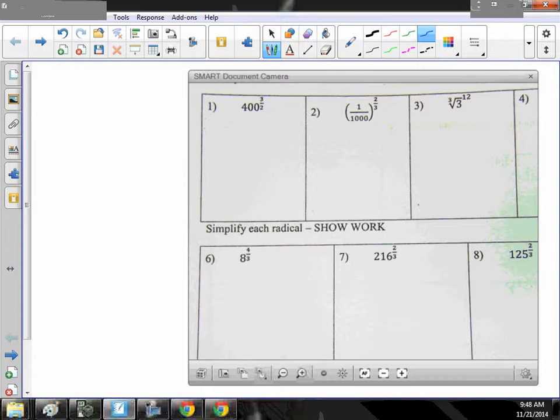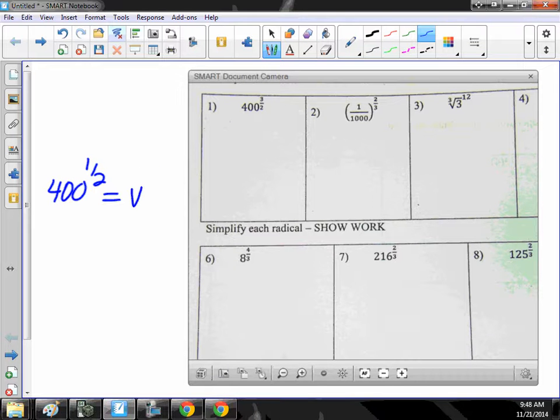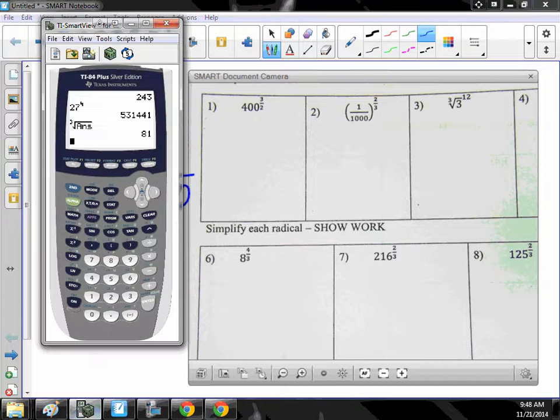Square root. So wait a minute. 400 to the 1/2 is exactly the same thing as the square root of 400. Yes. That's what you've been doing for years now. So if I did 400 raised to the 0.5, I get 20. What would the cubed root of, let's say, 27, how would you write that as an exponent? 27 to the 1/3. A fifth root would be 27 to the 1/5. So you've actually been using exponents for a long time, you just didn't know it.